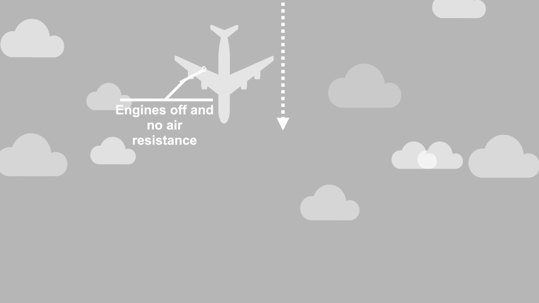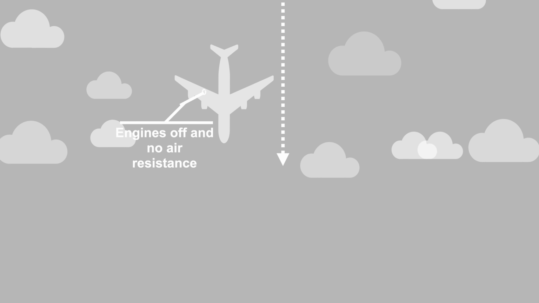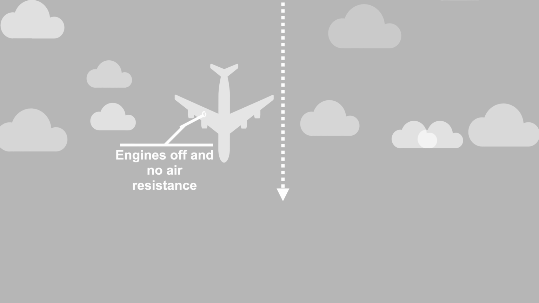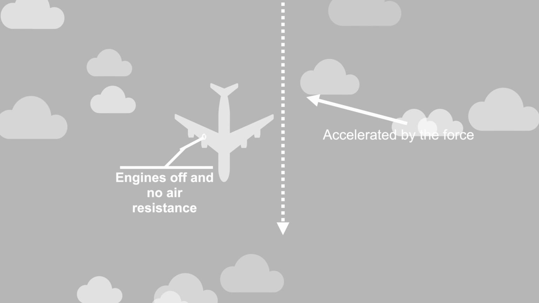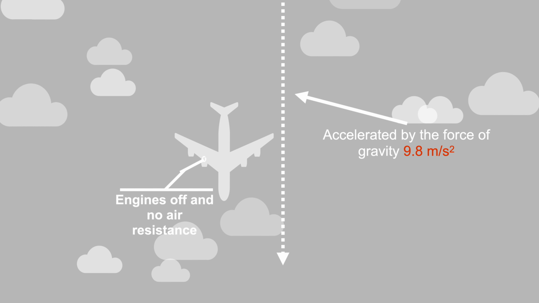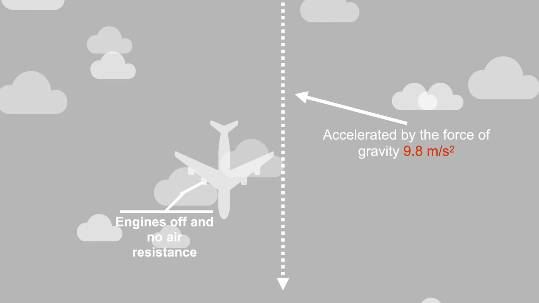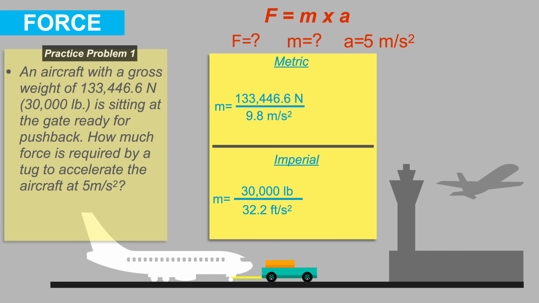In this example, if we had engine off and no air resistance, this aircraft would be accelerated downward by the force of gravity, 9.8 meters per second squared. In the imperial system, this value would be 32.2 feet per second squared. So in summary, weight is equal to mass times the acceleration of gravity. So therefore, mass is equal to weight divided by the acceleration of gravity. So basically what's happening here is we're taking the weight of the aircraft and dividing by gravity to get mass.